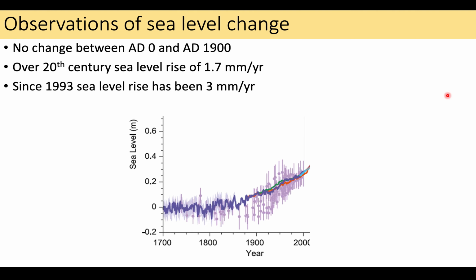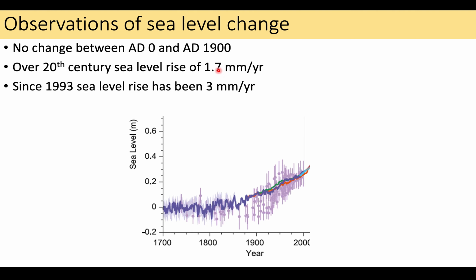So here we have sea level change from the 1700s up to just a couple of years ago. There was essentially no change between about 0 AD and 1900. There was no change in sea level. However, over the past century, we've had a sea level change of 1.7 millimeters per year. And the rate of increase is actually also increasing. So not only are our sea levels rising, but the rise is accelerating.